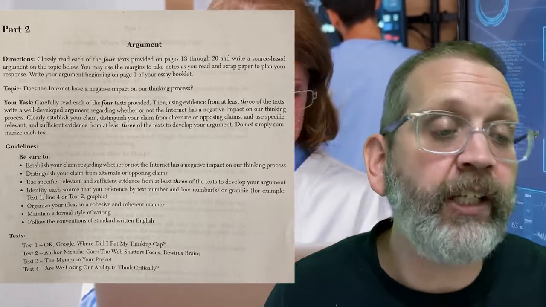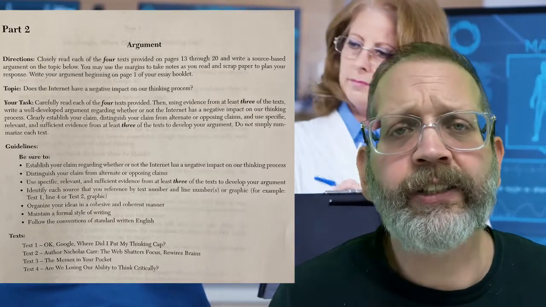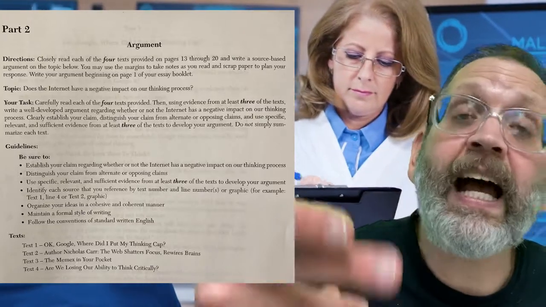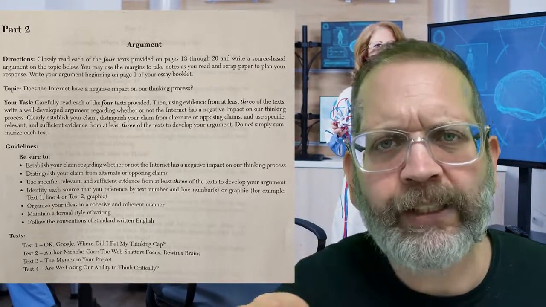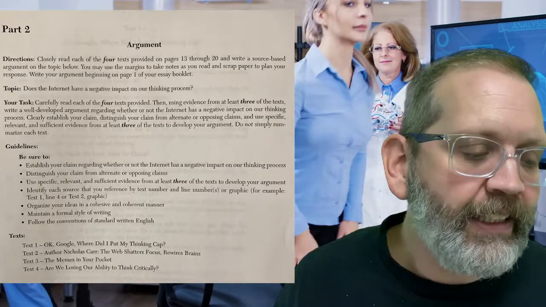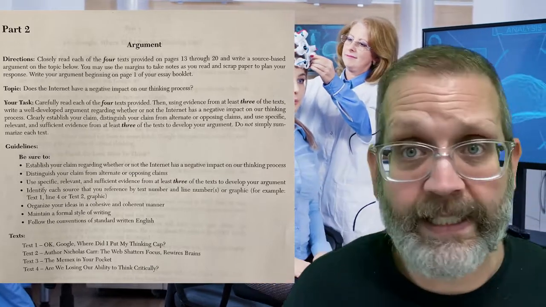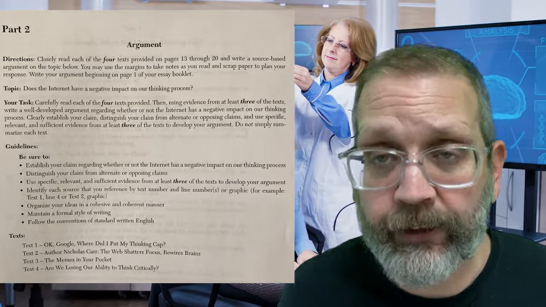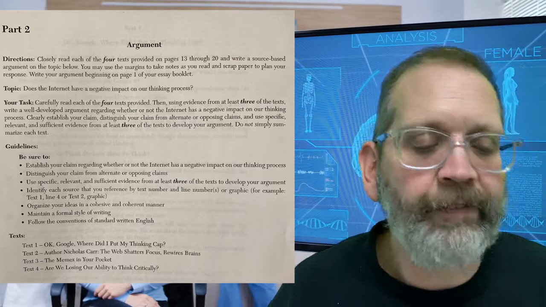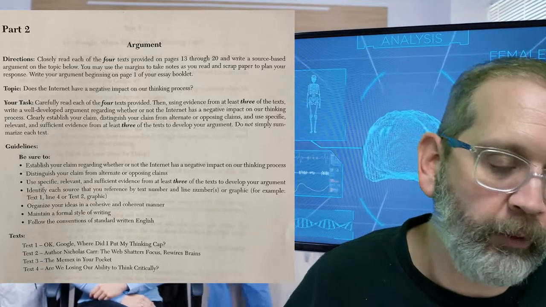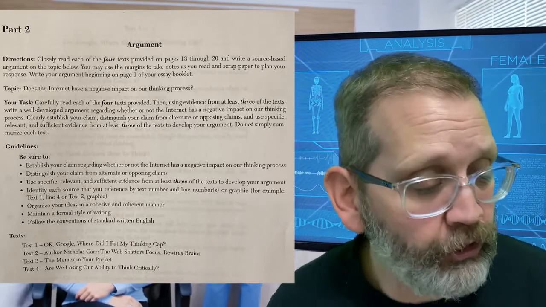Next up, it says distinguish your claim from alternate or opposing claims, and all we're talking about there is making sure we have a counterclaim and a rebuttal, and we'll get to that soon in an upcoming episode. Next, another reminder that you have to use 3 of the 4 texts. Once again, 3 of the 4 texts. You're going to get sick of me saying that, I promise. Next up, it says identify each source that you reference by text number and line number or graphic. All we're talking about there is citations, and we'll get to that in a future episode too.